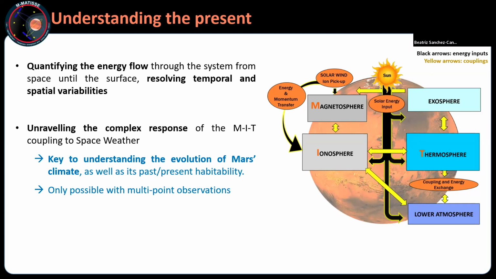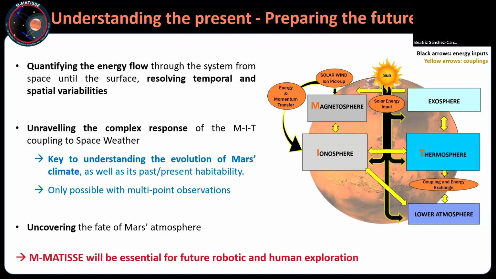But it's more, we know a lot from the mission that we have, but we really need these multiple observations. So that's why we need at least 2 satellites. And with that, we can actually start uncovering the fate of the atmosphere, but which is also more important, so we can prepare for the future.